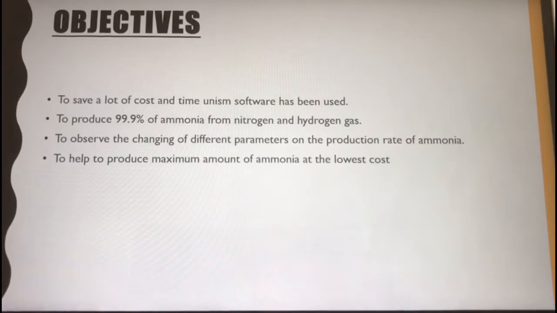We have experimented with different parameters, like increasing and decreasing temperature, pressure and molar rates, to reach the optimum temperature and pressure, which will be discussed later. The ammonia is produced from nitrogen and hydrogen. For this simulation, we have used 25% nitrogen to 75% hydrogen. Our main purpose was to produce 1,000 tons of ammonia per day with a purity of 99.9%.